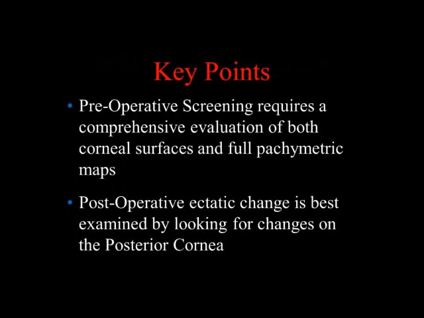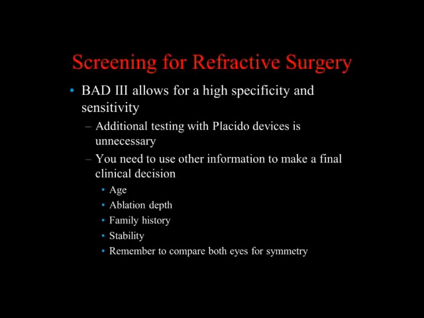So, key points in closing: preoperative screening requires a comprehensive evaluation of anterior, posterior, and pachymetric progression. Postoperative ectatic change is best examined by looking for changes on the posterior surface. The new Belin Ambrosia 3 shows high specificity and sensitivity. I personally don't think any additional testing of placebo is needed. It doesn't really add anything, but it's always important to have additional clinical information: age, ablation depth, family history, stability, and to remember to compare both eyes for symmetry.